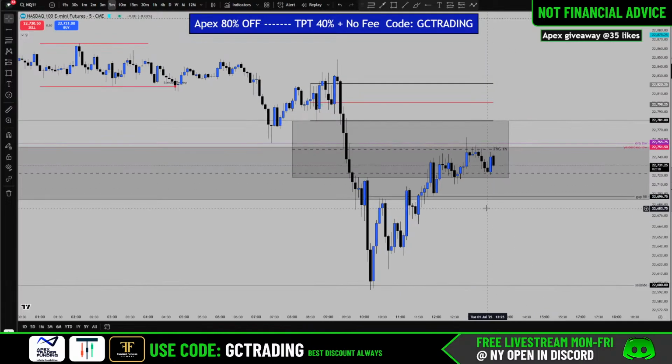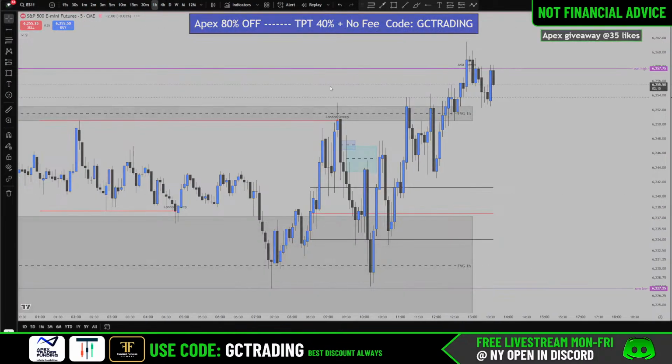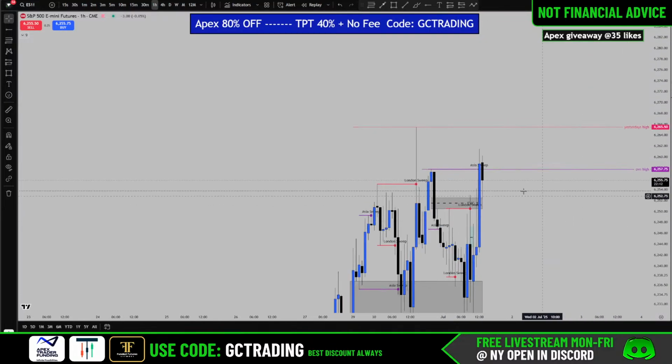Right now we are just holding the CE on NQ. On ES, what are we doing? Obviously we're pushing, we pushed past overnight high. ES might want this wick up here. We'll see.